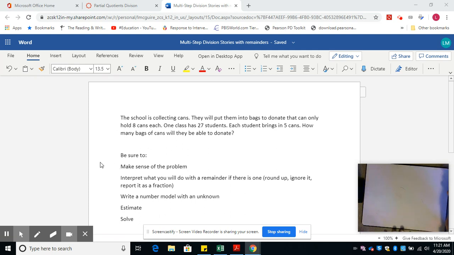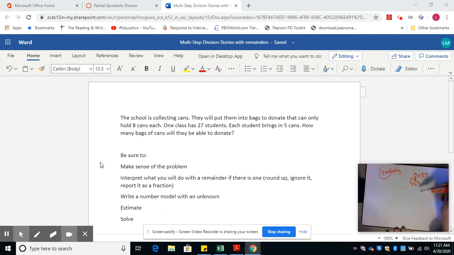So when I read through here, we've got the schools collecting cans. They'll put them into bags to donate that only hold 8 cans each. So that tells me that I've got a constraint here. Each bag can only hold 8 cans. One class has 27 students. Each student brings in 5 cans. How many bags of cans will they be able to donate?